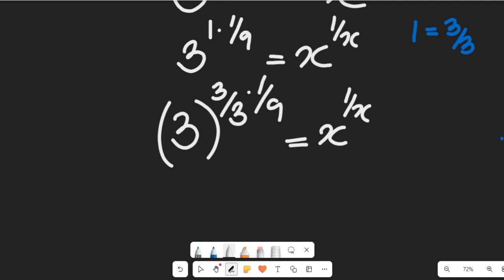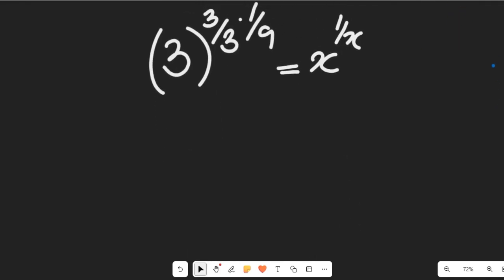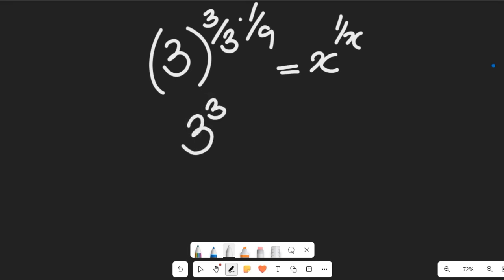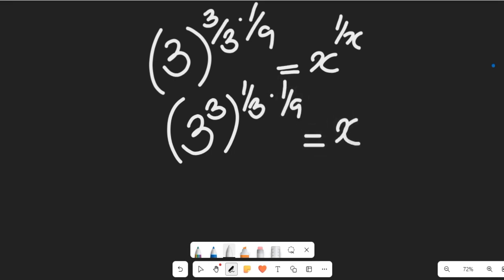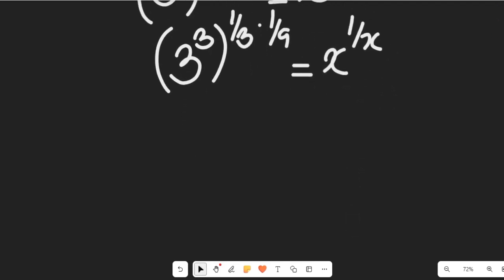Great. Now, according to the law of indices, I can carry out some indical steps here, and I can simplify this to become 3 to the power of 3, right? 3 is a power, and this will be 1 divided by 3 multiplying 1 divided by 9, right? And this will be equal to x to the power of 1 divided by x. Now you see what I'm trying to achieve. I want to make sure that I have same power and same base.